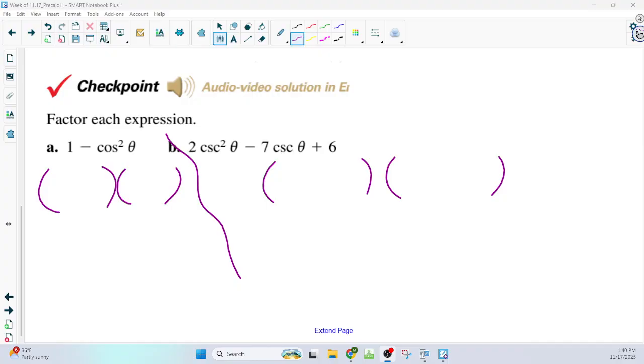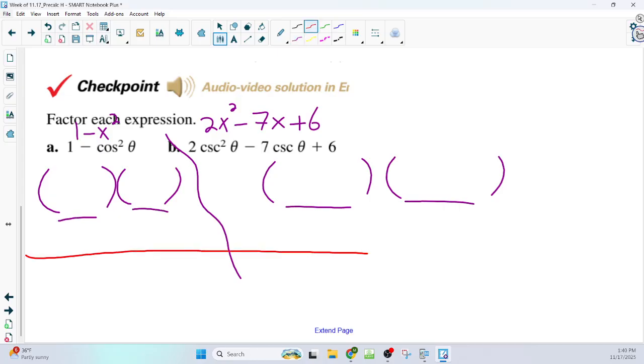All right, so hopefully it's going well for you at home. I'm just going to make a suggestion. If you are a little confused, you could always think of this as 1 minus x squared. And you could always think of this as 2x squared minus 7x plus 6. And perhaps if you knew how to factor those here, you'd feel pretty comfortable getting the actual answer and putting that beneath the red line.